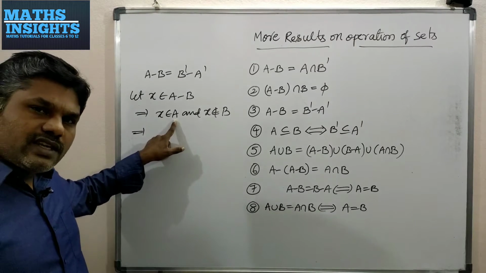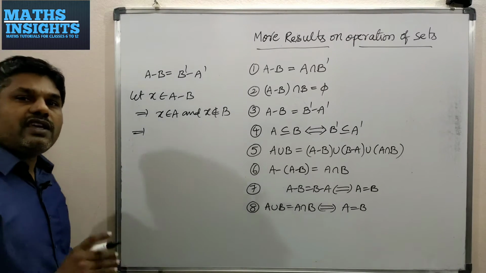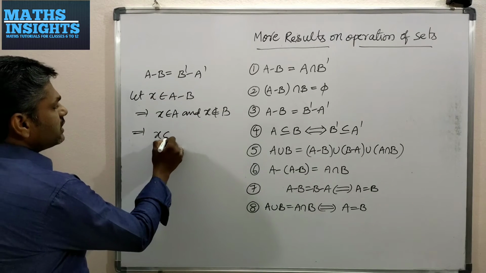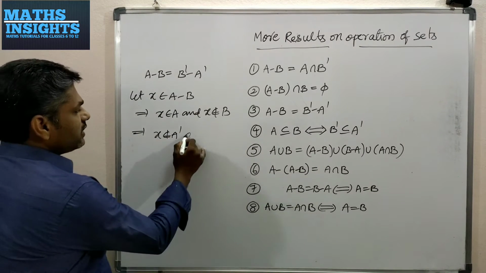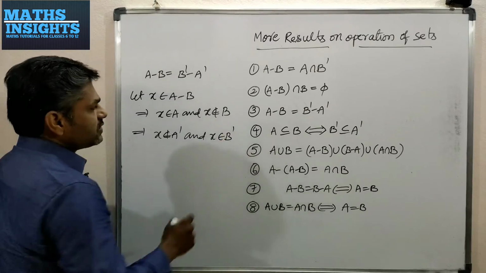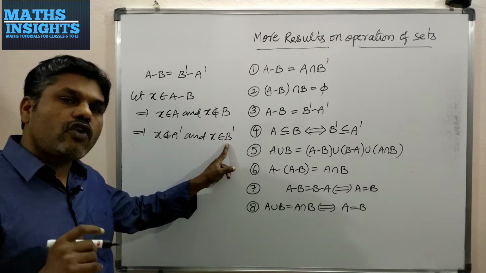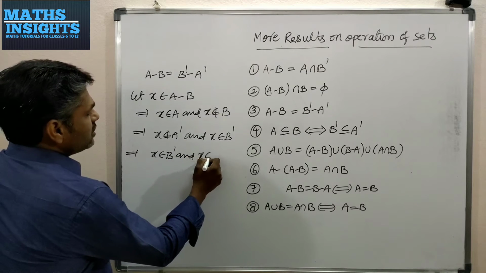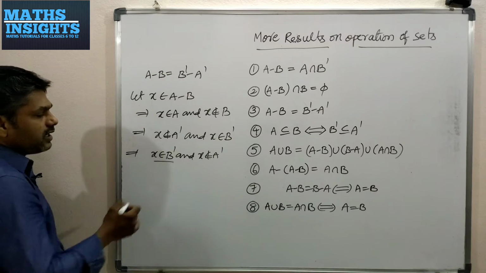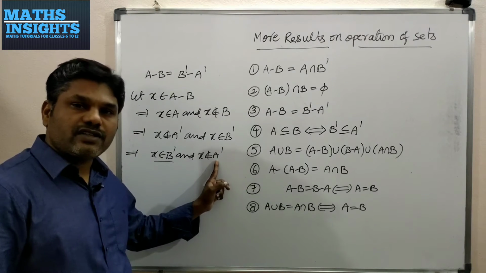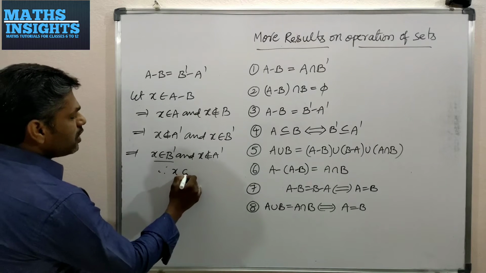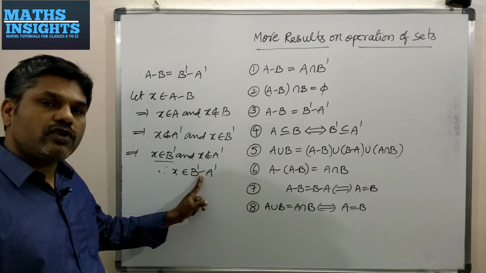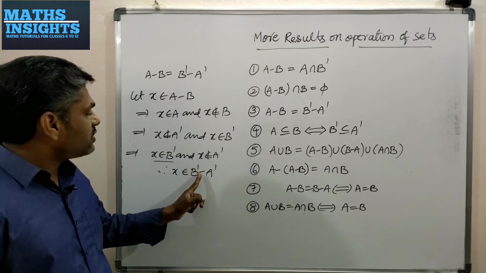If x is in a, then it will not be in a dash. A and a dash are disjoint sets. They will have no common elements in them. Therefore I will write x does not belong to a dash and x belongs to b dash. If x is not in b, automatically it will be in b dash. Therefore I will write x belongs to b dash first and x does not belong to a dash. See, the element x is in b dash and not in a dash, means how can you write it? Therefore x belongs to b dash minus a dash. It is not in a dash, therefore I am removing by putting minus. Then x belongs to b dash minus a dash.